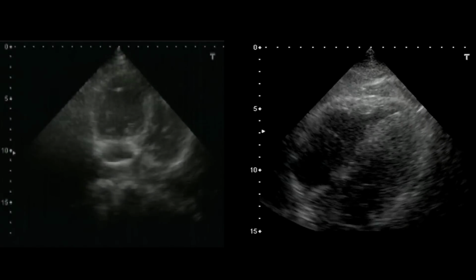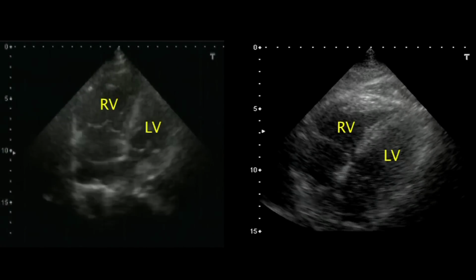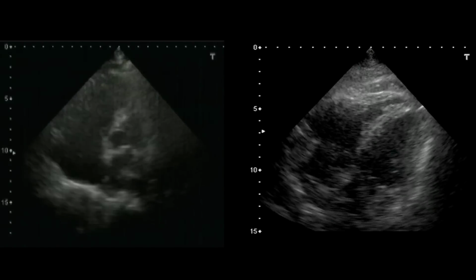Estimation of relative chamber size is simple and can provide valuable information about important hemodynamic events. In patients presenting with massive pulmonary embolism, the right ventricle will be obviously enlarged with a thin wall and is often bulging into the left heart.